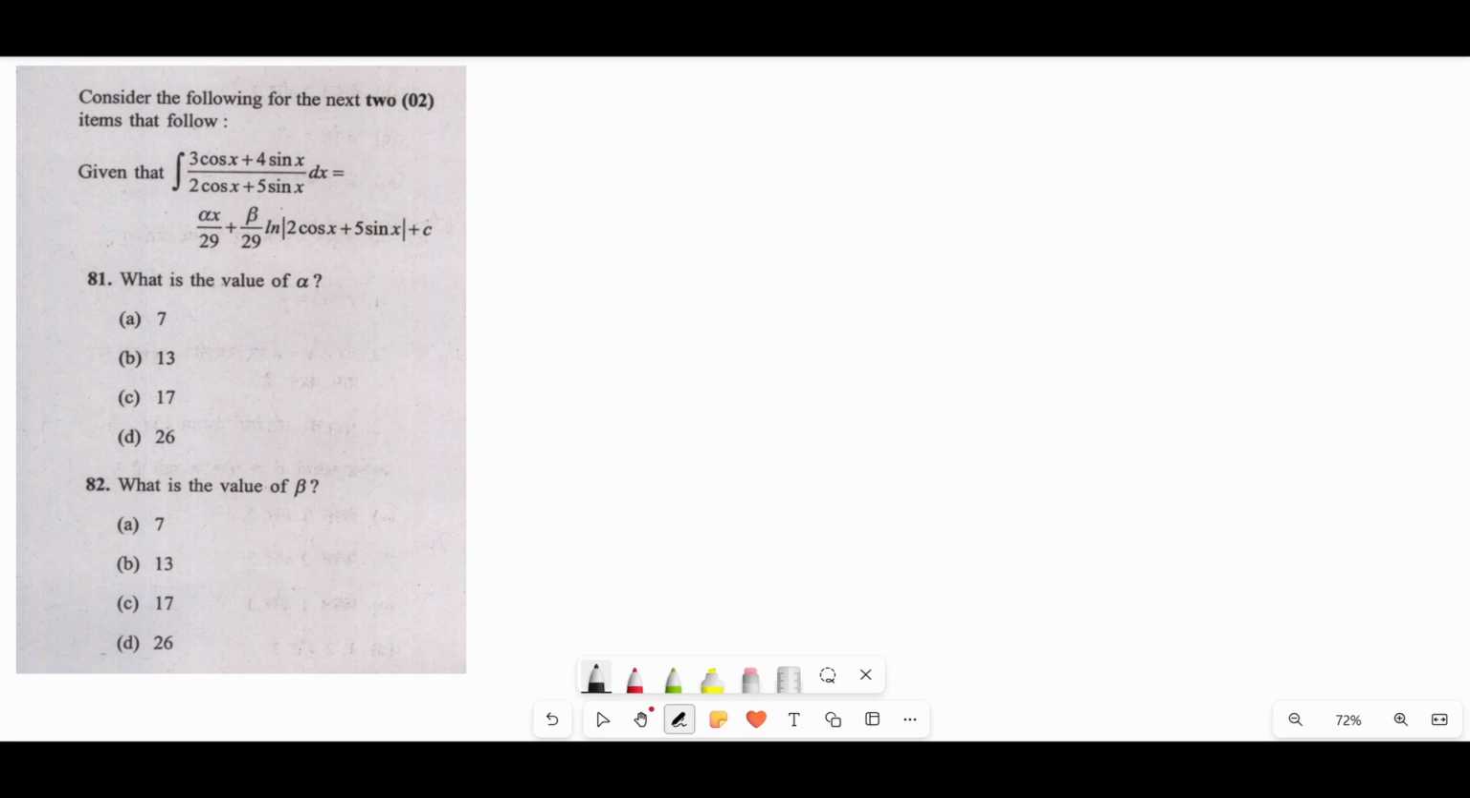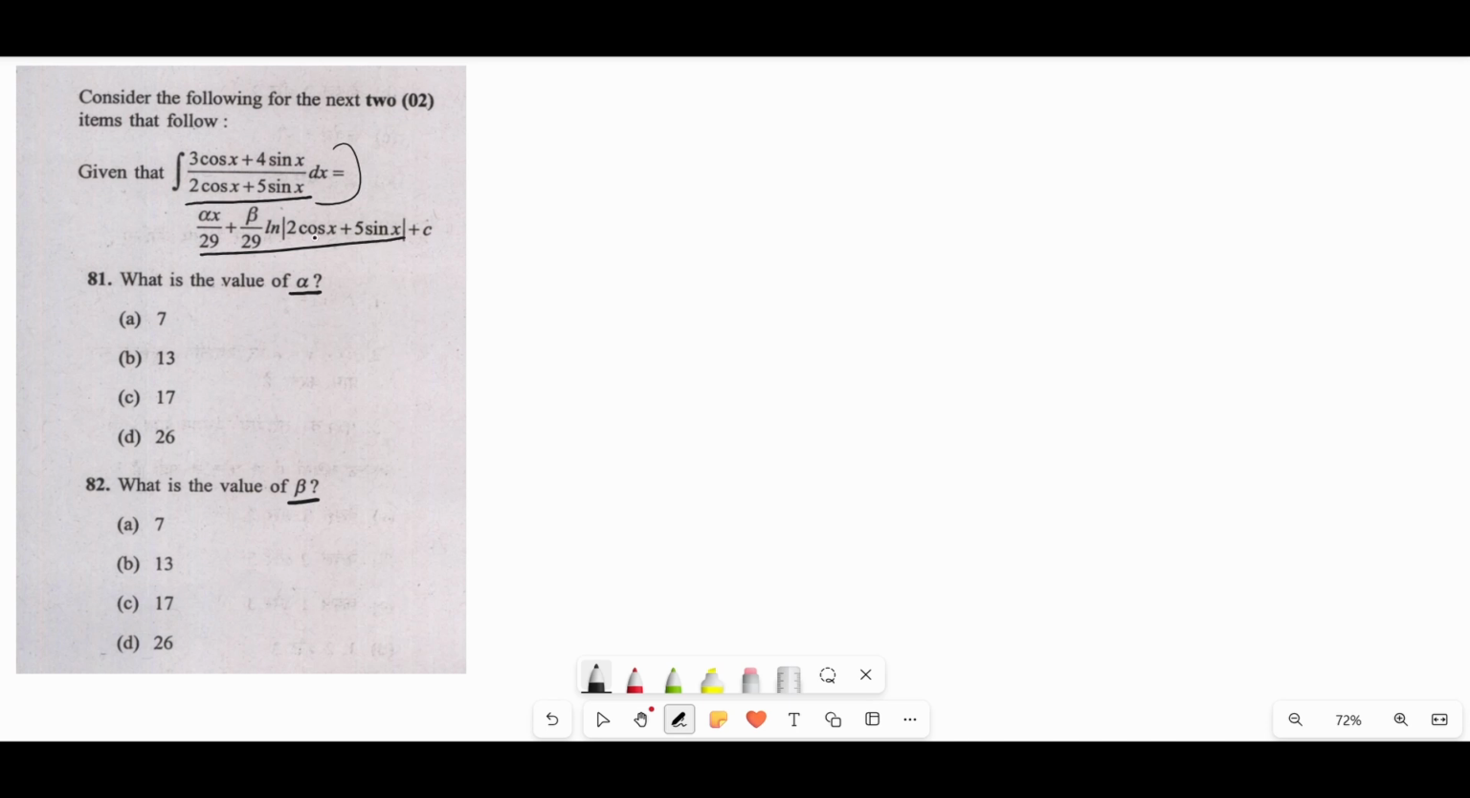This is a very interesting integration question. This came in NDA 2024 also. The question says if integration of this part is this, then what is the value of alpha and beta? So how do we solve this quickly? We'll use the relation between integration and differentiation.